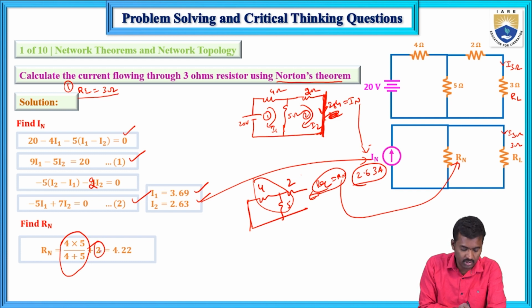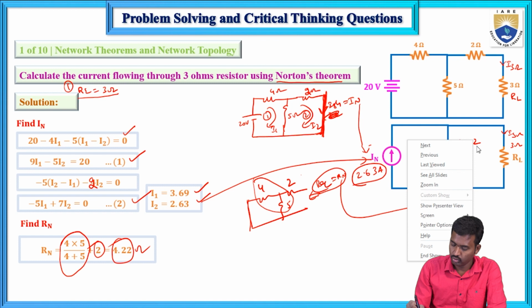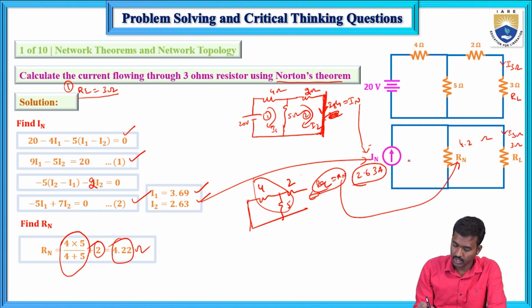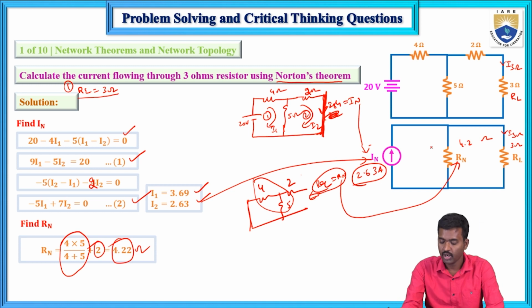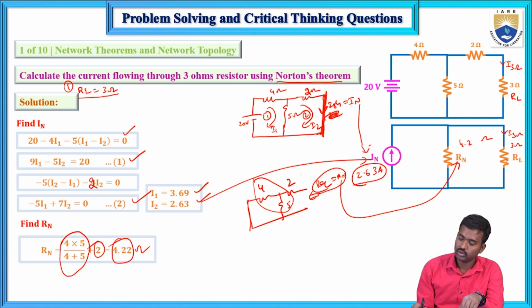So if you simplify this, you will get 4.22 ohms. Now here this is 4.22 ohms, and this one is 2.63 amperes. Now we have Norton's current, Norton's resistance, and load resistance. From this, we can determine the current flowing through this load resistance, the 3 ohms resistor.